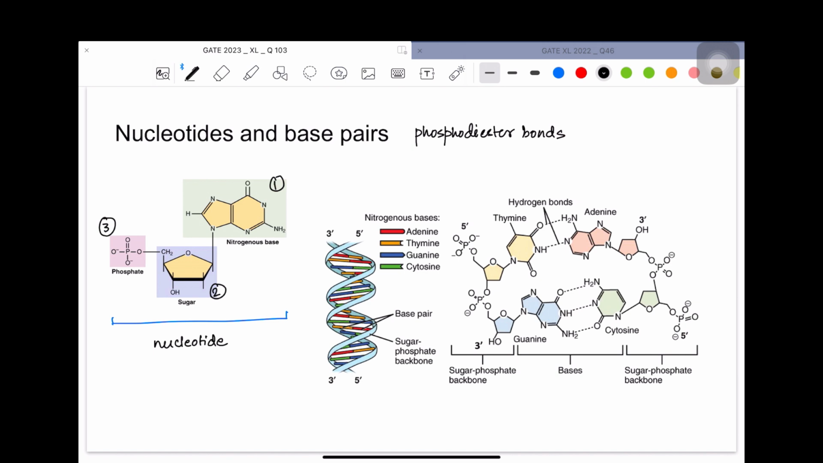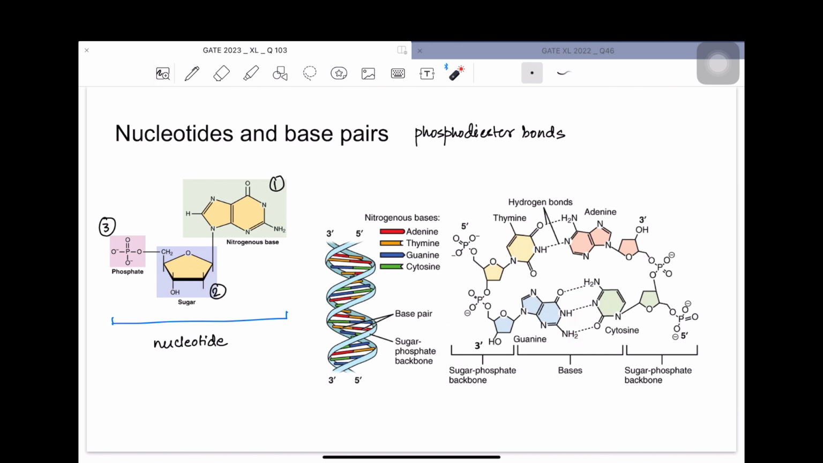Now there are five types of nitrogenous bases: adenine, thymine, guanine, cytosine, and also uracil, which is present in RNA. But in DNA, these four nitrogenous bases are present: adenine, thymine, guanine, and cytosine. And we know that these bases also form hydrogen bonds among each other. So adenine forms two hydrogen bonds with thymine, and cytosine forms three hydrogen bonds with guanine.